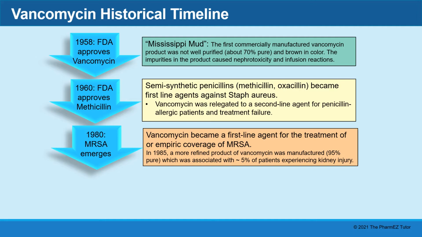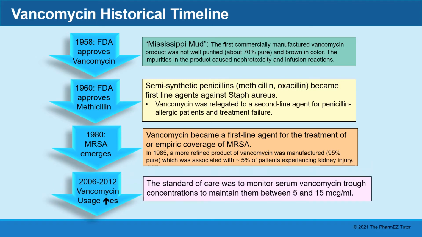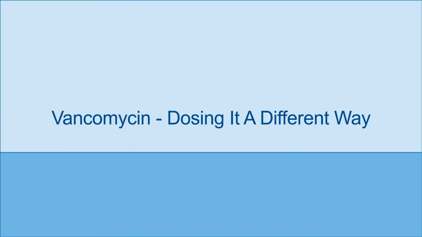Luckily, in 1985, a more refined product of vancomycin was manufactured, about 95% pure, which was associated with a decreased number of patients experiencing kidney injury, about 5%. Between the years of 2006 and 2012, vancomycin usage increased, and the standard of care was to monitor serum vancomycin trough concentrations to maintain them between 5 and 15 micrograms per ml. We've dosed vancomycin using trough levels for many years. Maybe there's a way that we can dose it differently.